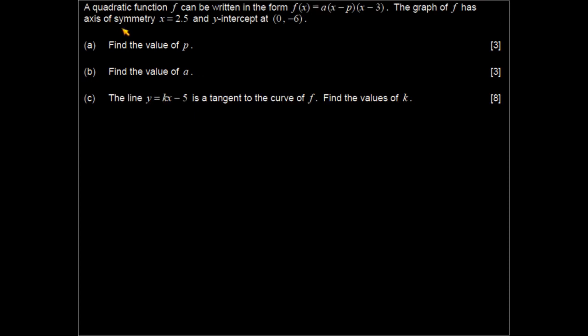Okay, this question says quadratic function f can be written in the form f of x is equal to a times x minus p times x minus 3. The graph of f has an axis of symmetry x equals 2.5 and a y-intercept at (0, -6). Alright, so we're going to try and sketch this.